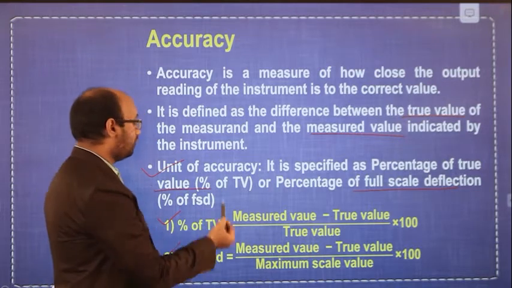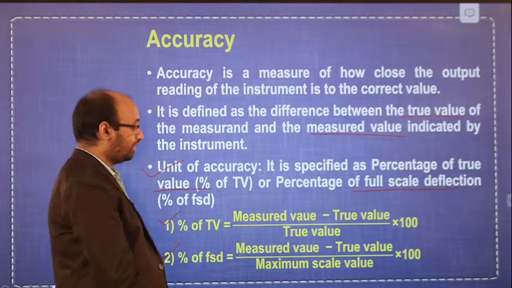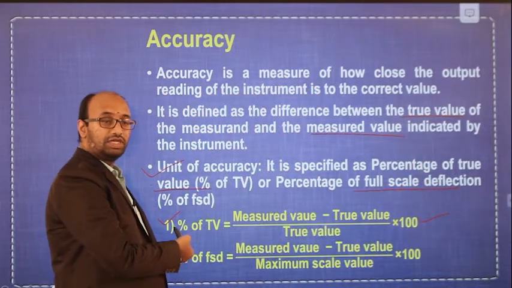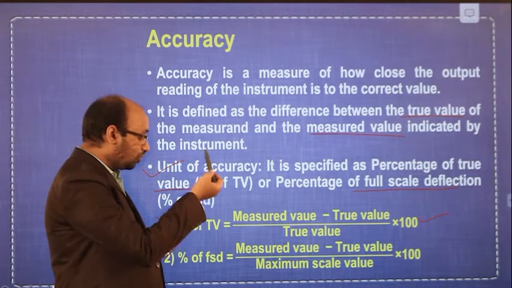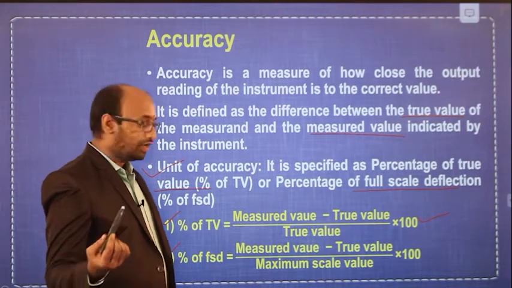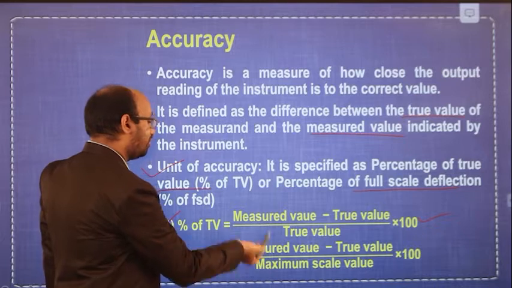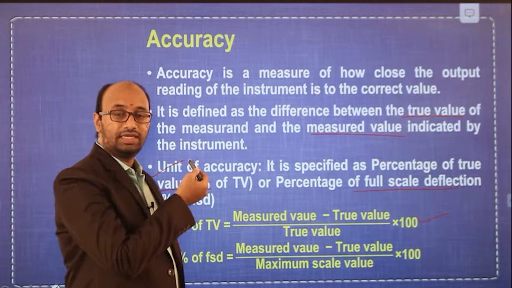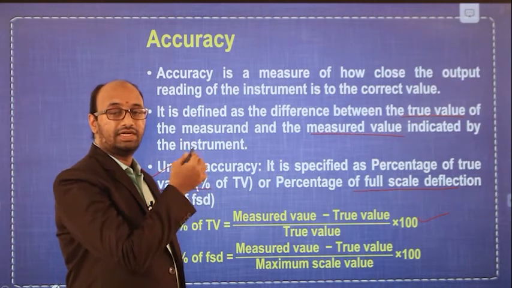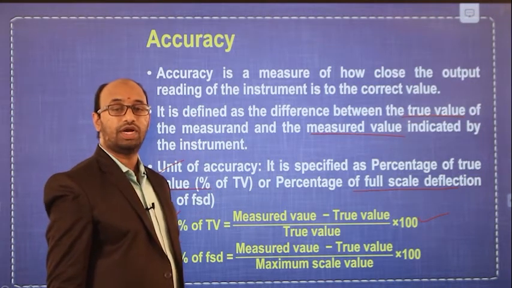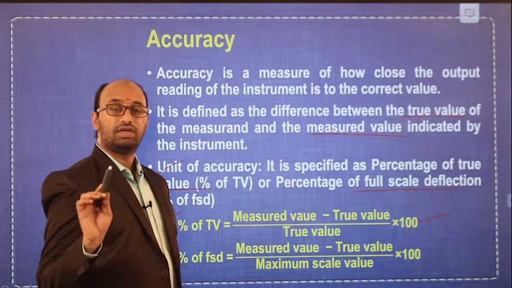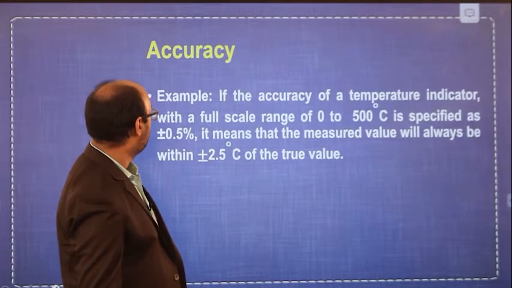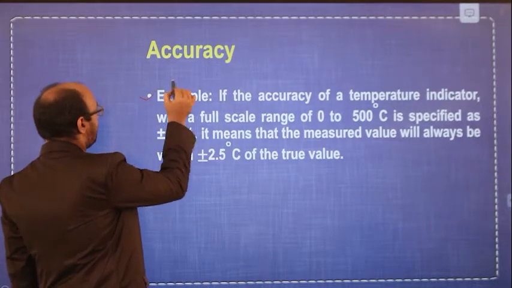Using these two formulas, we can evaluate the accuracy of any instrument. Percentage of true value is defined as the ratio of measured value minus true value by true value into 100. And percentage of full scale deflection is the ratio of measured value minus true value by maximum scale value of full scale deflection into 100. So the accuracy is defined as the difference between the measured value and true value of the measurand. Let us understand this with an example.